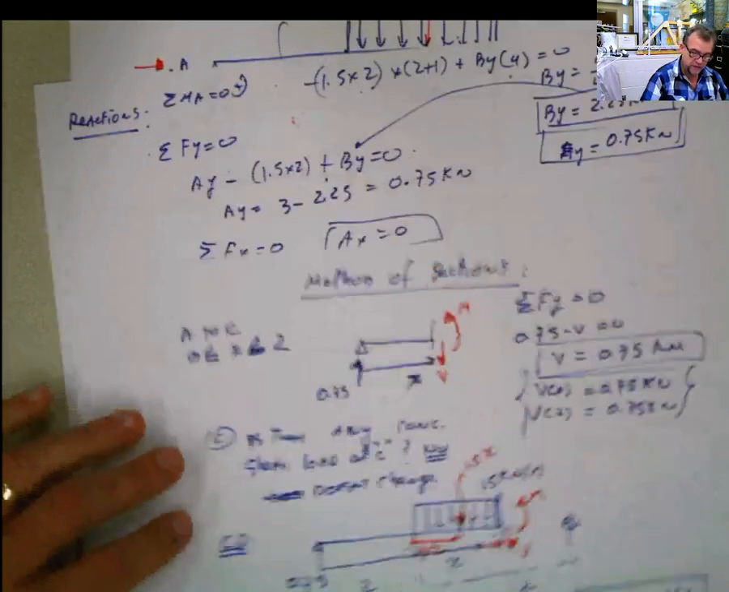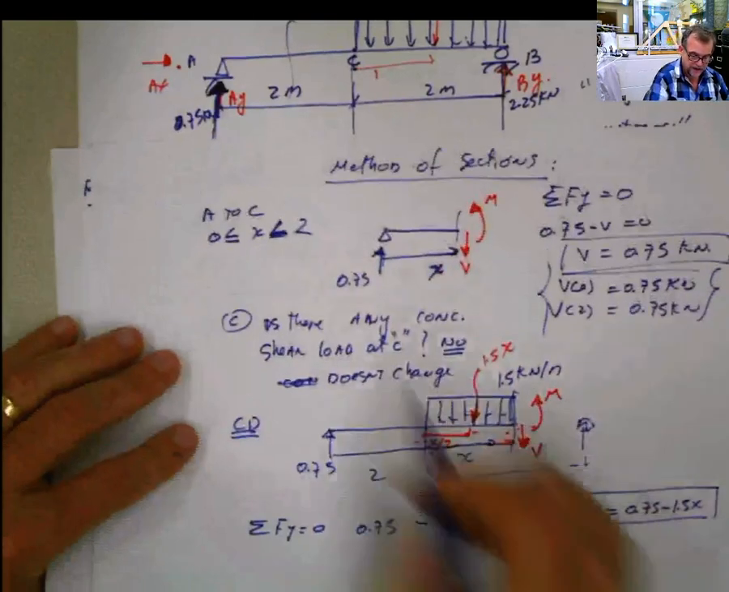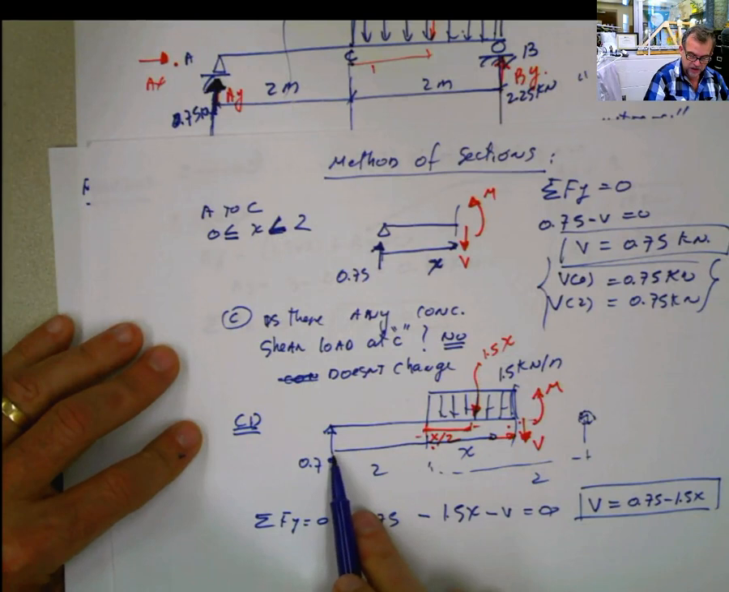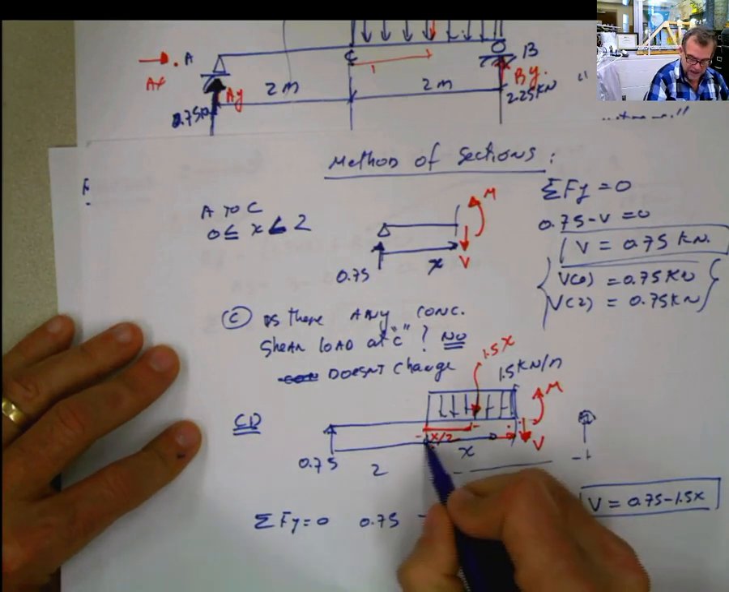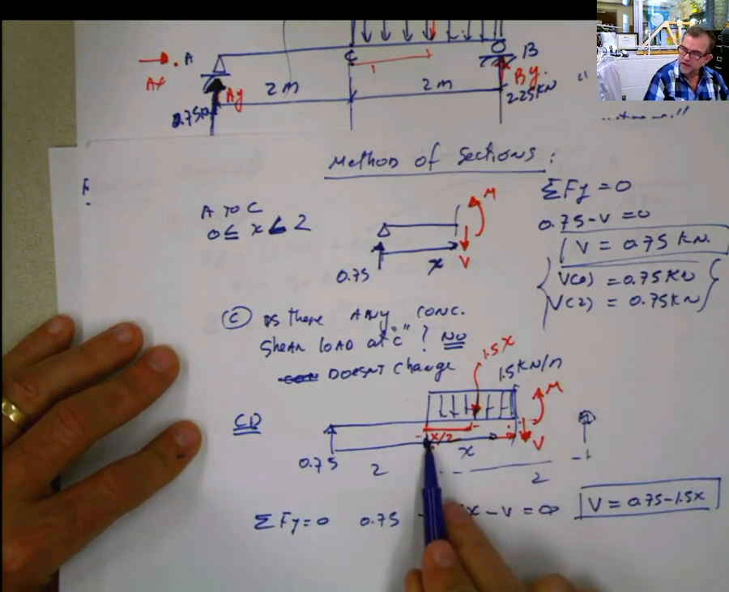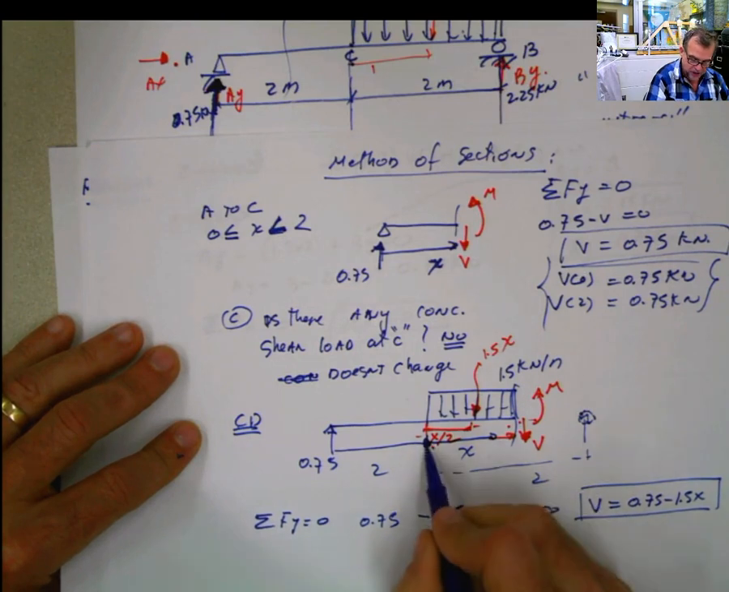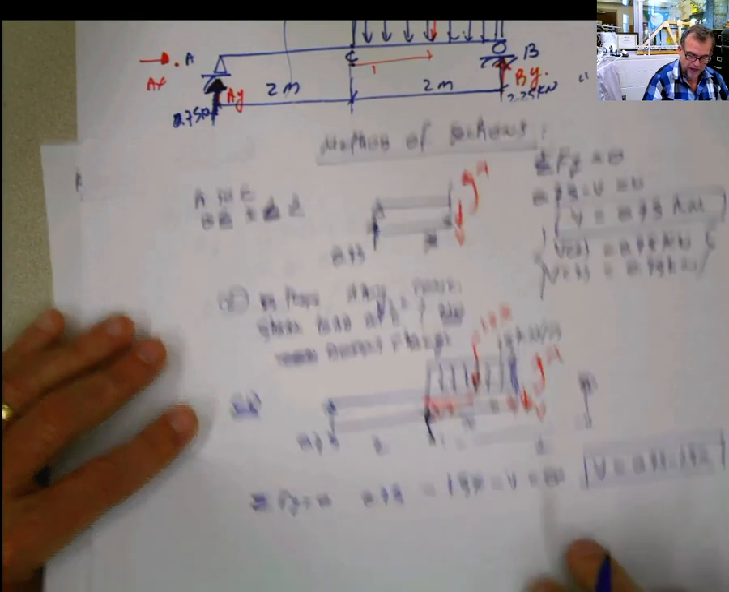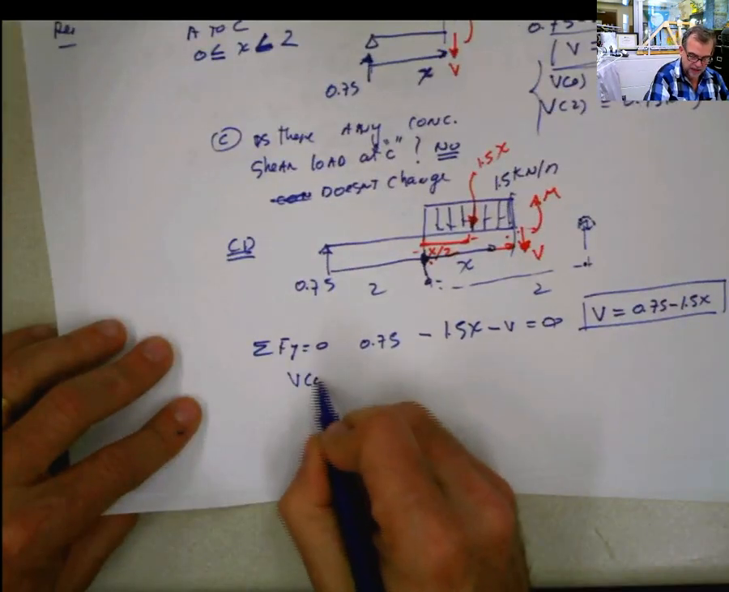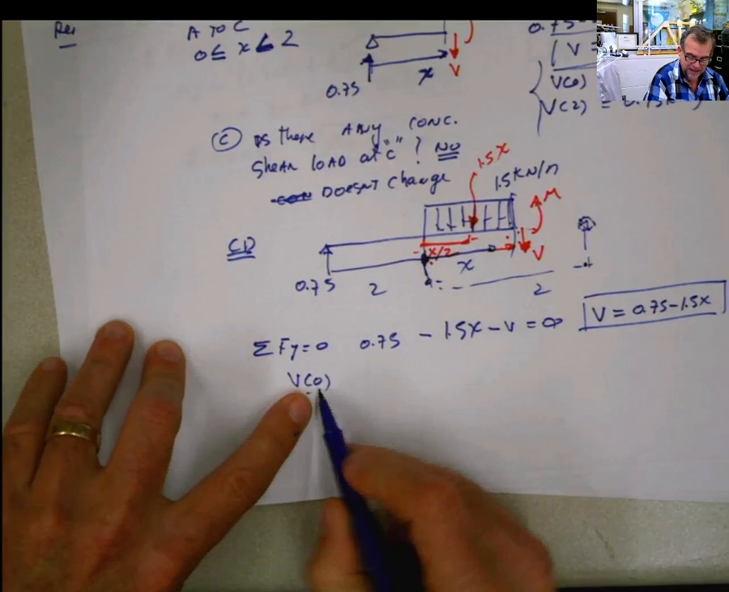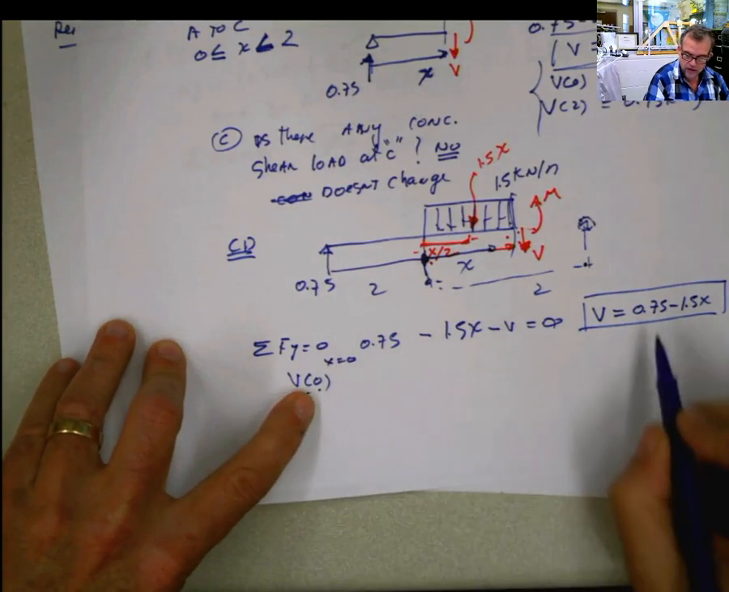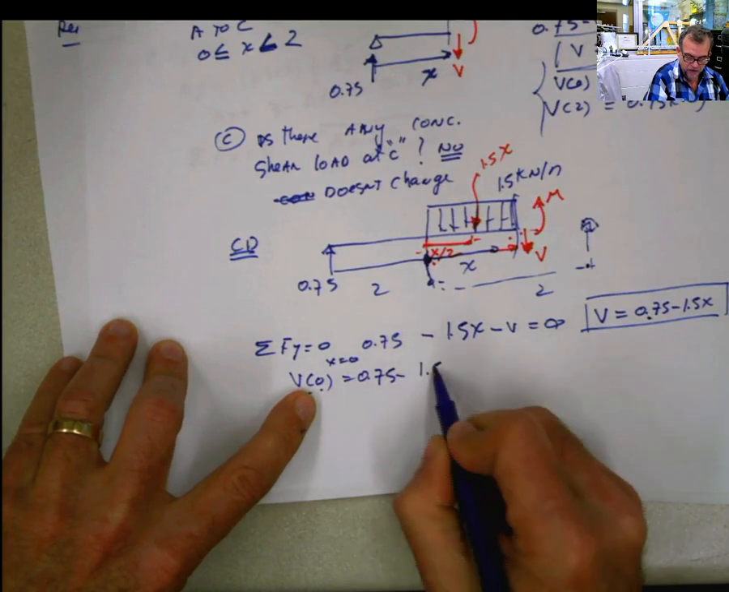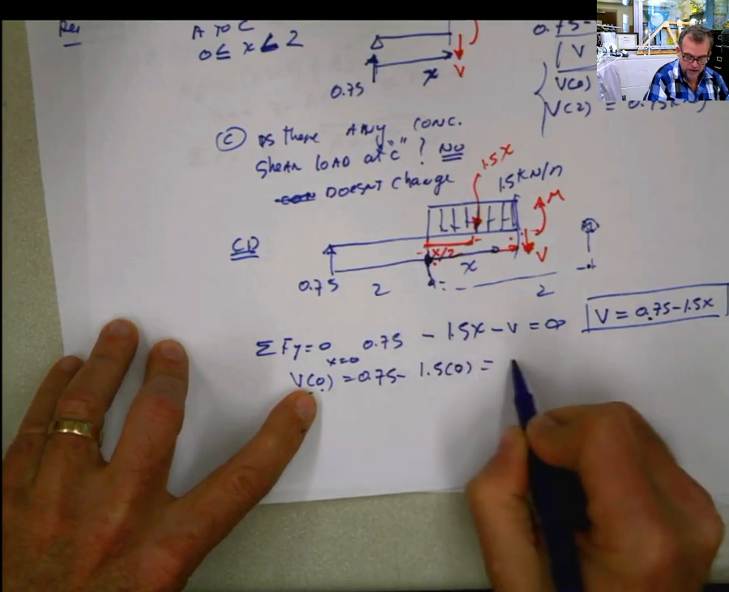Be careful, because if I draw everything from the beginning, from here, that doesn't mean that X starts from 0 to 4. X starts from here. This is where I'm measuring X from. This point is 0, and the end point is 2. So X goes from 0 to 2, and for V, when X equals 0, this is going to be 0.75 minus 1.5 times 0, which is 0.75.